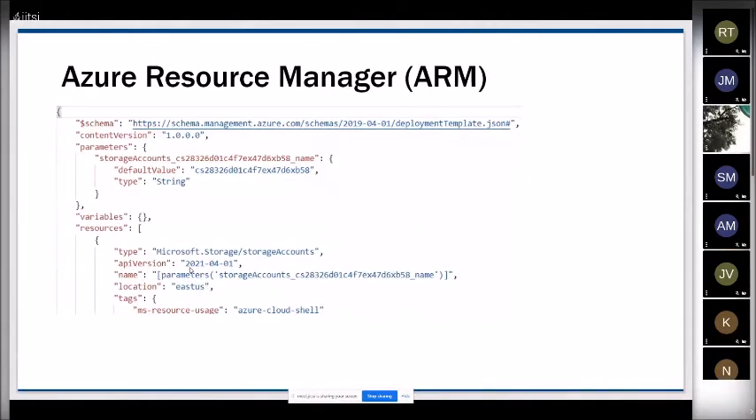So ARM templates stand for Azure Resource Manager. And basically, it's a templating language that's JSON based. So you come in here and you define your different resources, parameters, etc. And then you can submit that to Azure as a deployment, and then it will spin up resources according to the definitions in your ARM template.